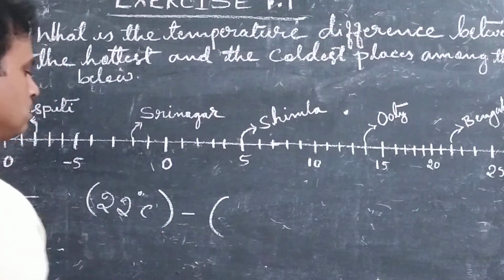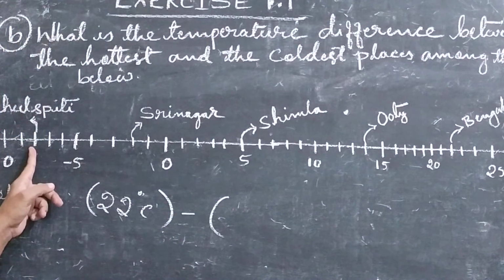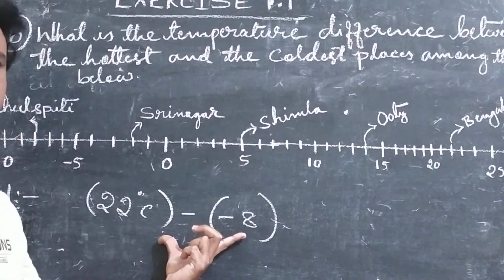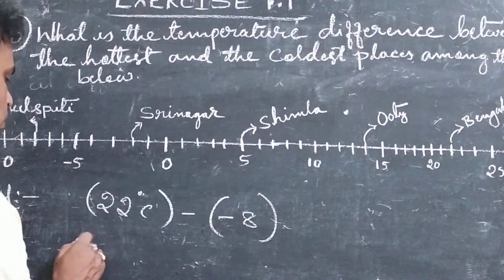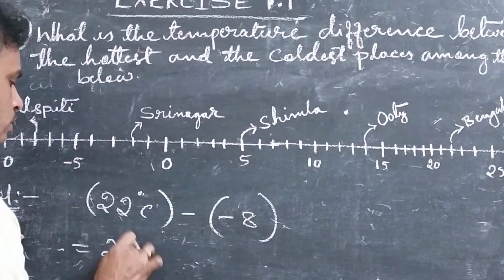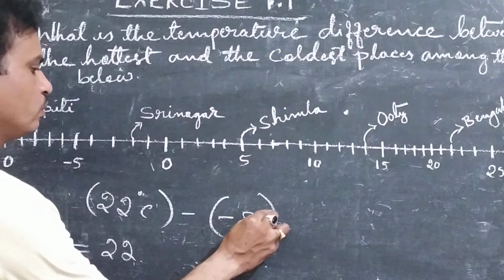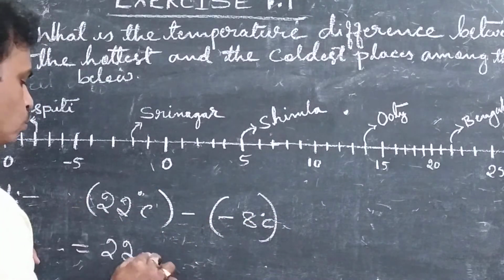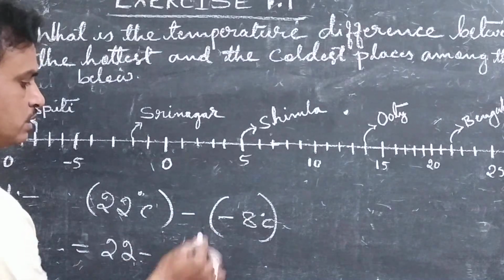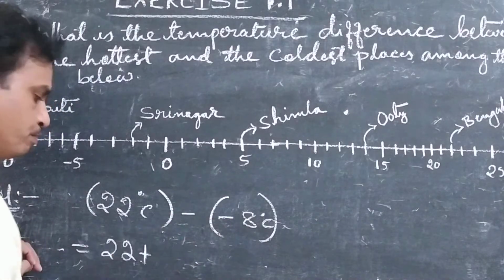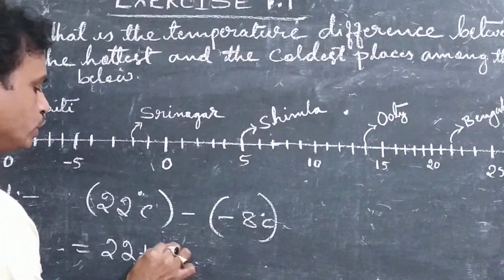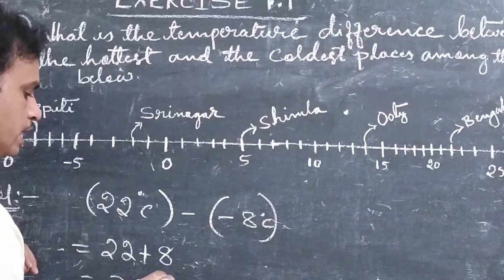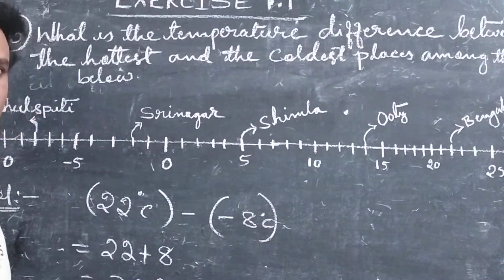Minus minus 8. To make a difference, we subtract. So this is equal to, first you write 22, and write the unit afterwards. This is minus minus 8 degrees Celsius. So 22 minus, write as it is, minus into minus becomes plus. Now 22 plus 8 is equal to 30 degrees Celsius.